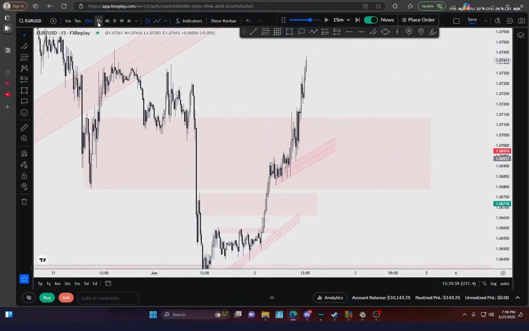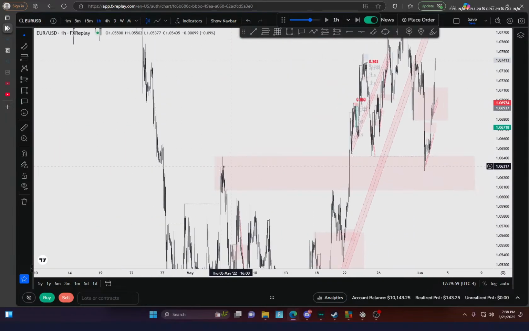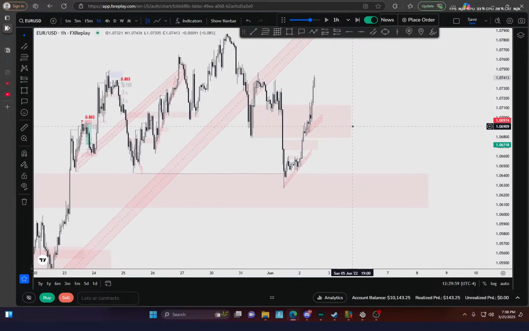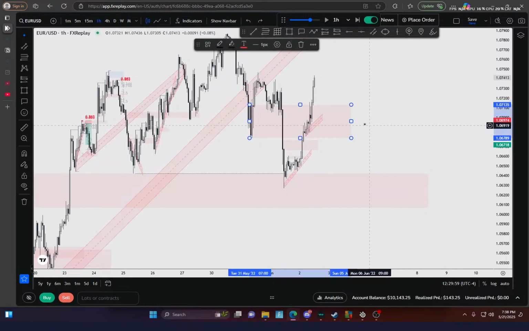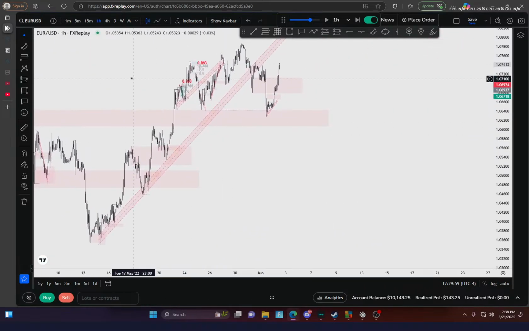All right, so now look at this. Now people are induced to buy because number one, we broke this. Swept them. We broke this. And now people are induced to buy. Because overall, we broke previous resistance. Now people are going to be using it as support.